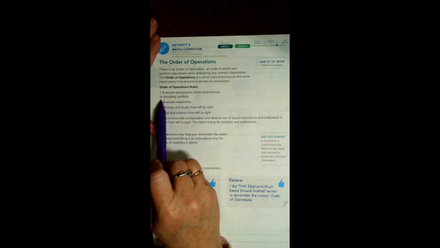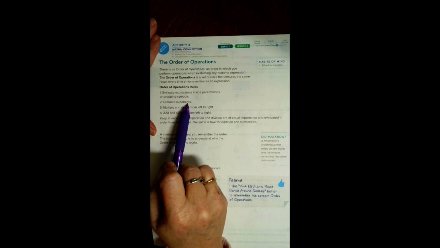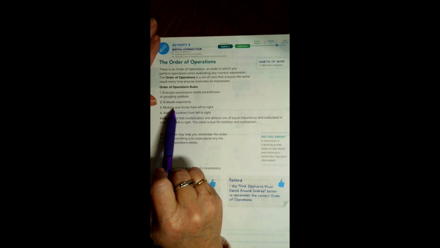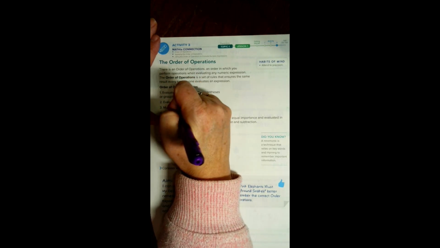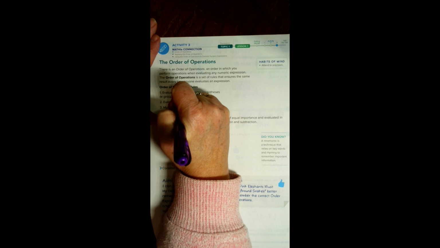So the rules: evaluate expressions inside parentheses or grouping symbols, then exponents, multiply and divide from left to right. I like this as multiply or divide.